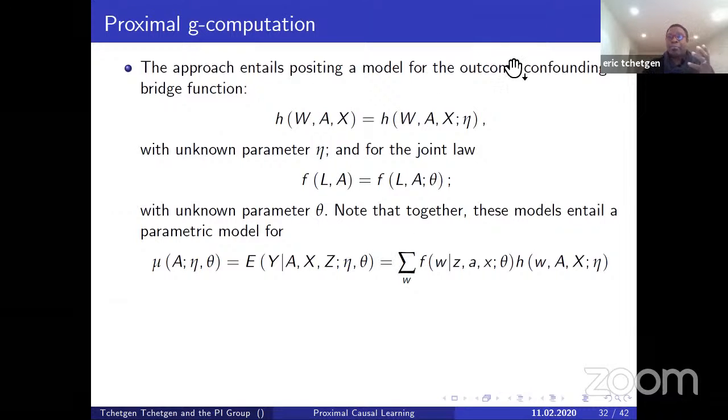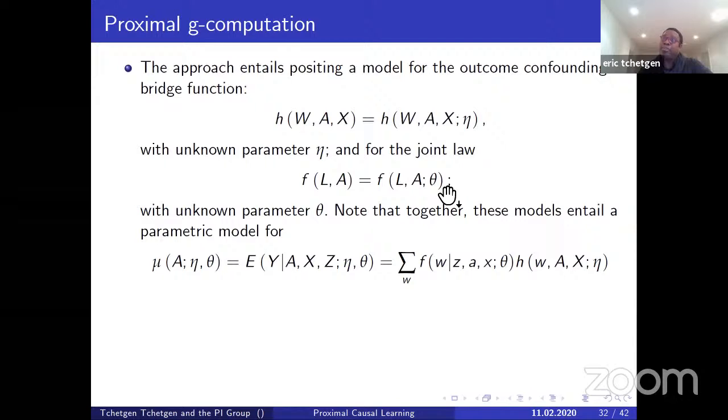The approach entails positing a model for the outcome confounding bridge function. So the idea is that you're going to assume a priori that, as in the case of synthetic controls, where it's assumed that essentially the confounding bridge function lives in a linear space, you're going to assume a parametric model for H, and you're going to make inferences under that assumption. Okay. Just briefly, this is relaxable, and I'll come back to this a little later. Let me just describe what happens. So, your unknown parameter of H is eta, and you also have a joint law for L and A, which you have to model here.